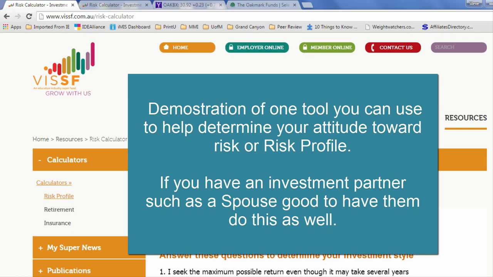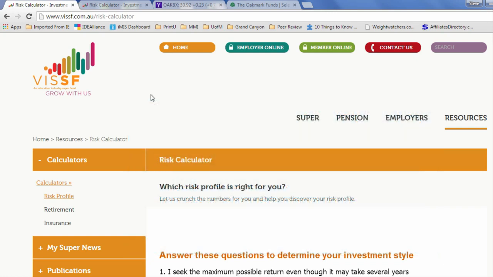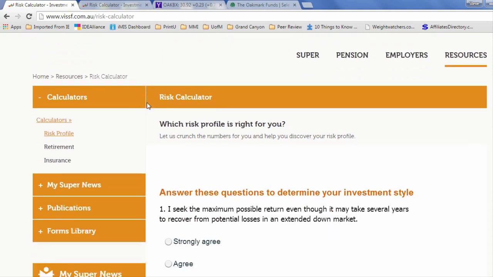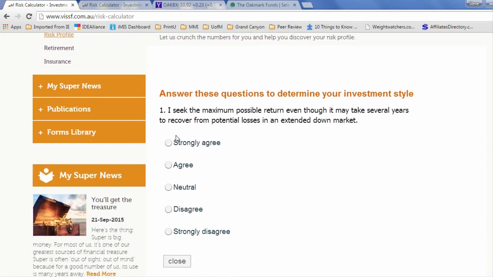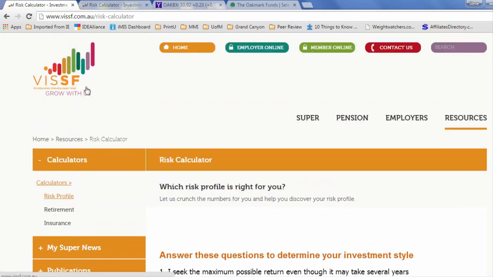I thought they had a nice, easy-to-use calculator that looked nice on the screen too. So I'm at VISSF in Australia. Here's the link up the top, and it's under calculators, risk profile. All right, so we're going down here. It says risk calculator. What risk profile is right for you?